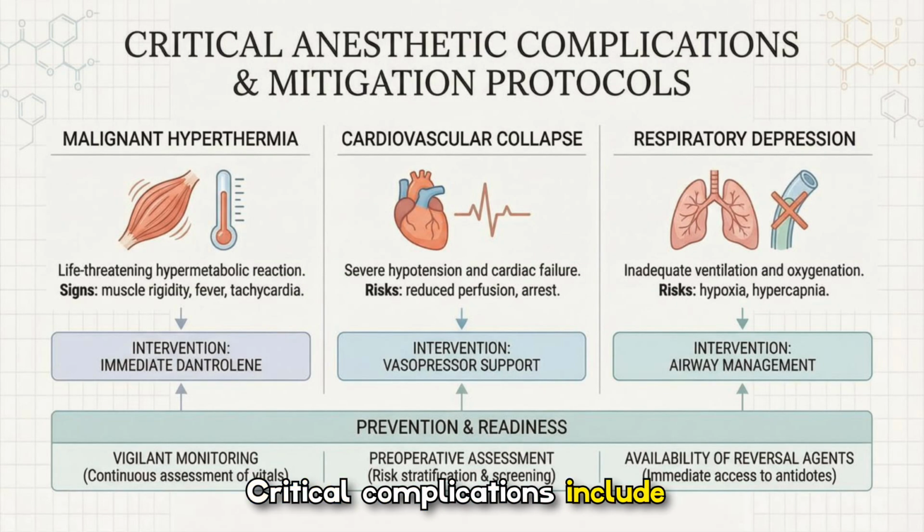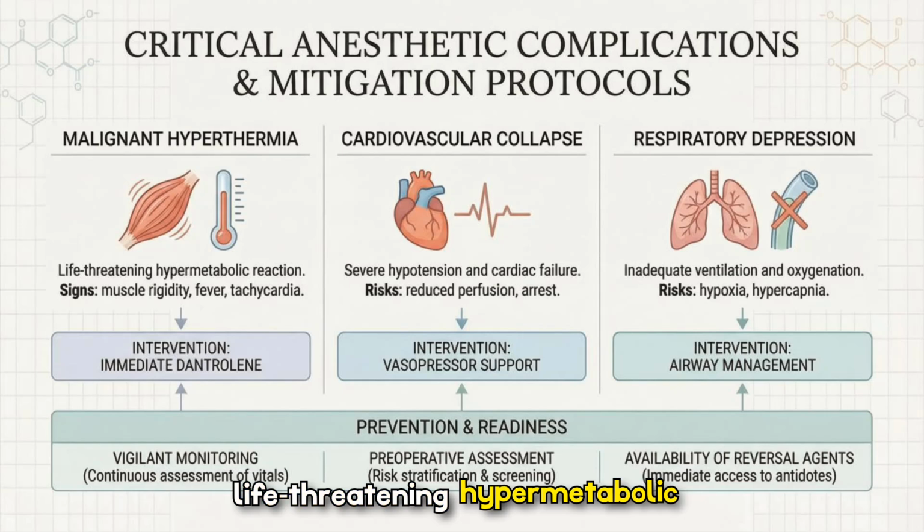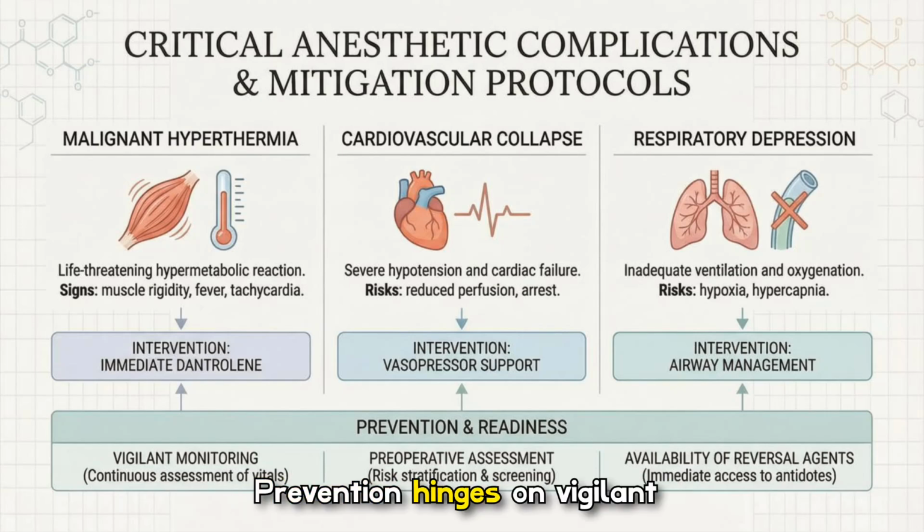Critical complications include malignant hyperthermia, a life-threatening hypermetabolic crisis treated urgently with dantrolene, cardiovascular collapse requiring vasopressor support for perfusion, and respiratory depression managed with immediate airway control. Prevention hinges on vigilant monitoring, careful preoperative assessment, and ready access to reversal agents to enable rapid intervention when needed.